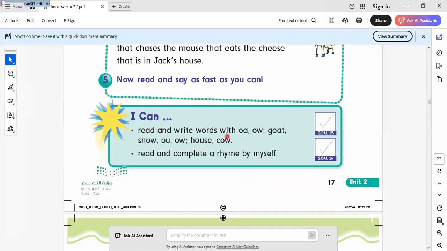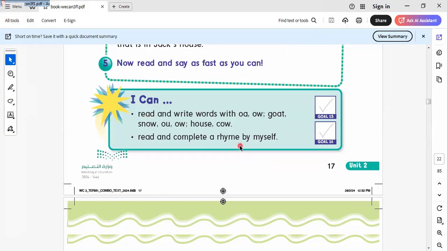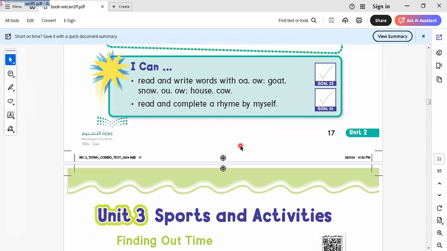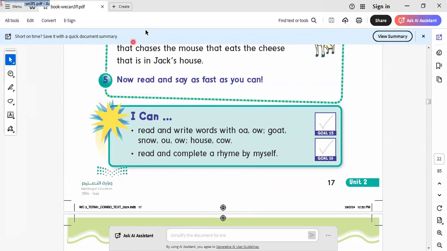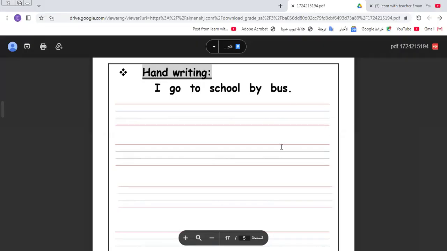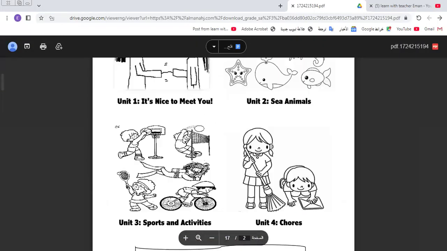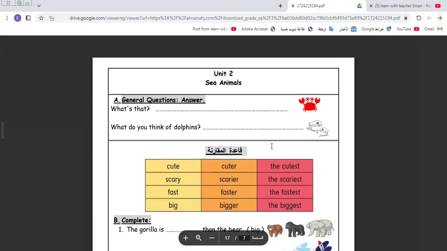Here is, I can read and write words like A-O, O-W. They like what? Goat, snow, house, and cow. I think now we learned the rhythm or the phonics of these words. Let's go to another item here. Let's go to the brief of this unit for what we learned today. Here we have unit 2.